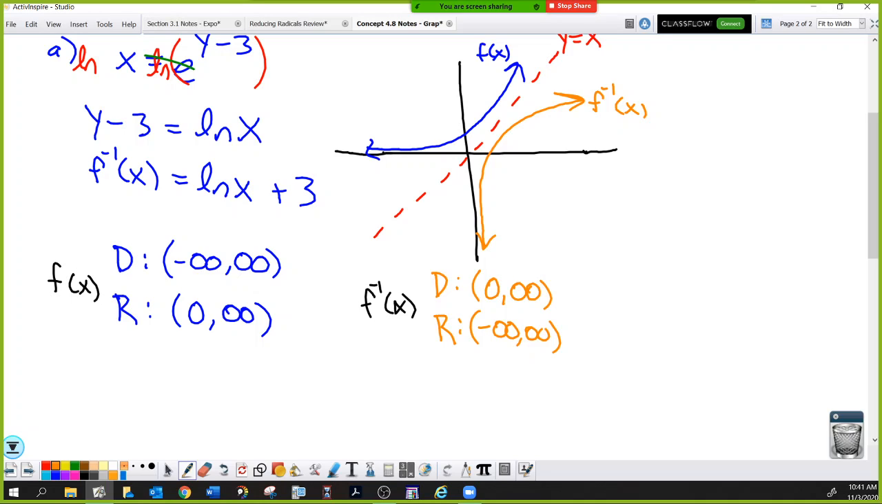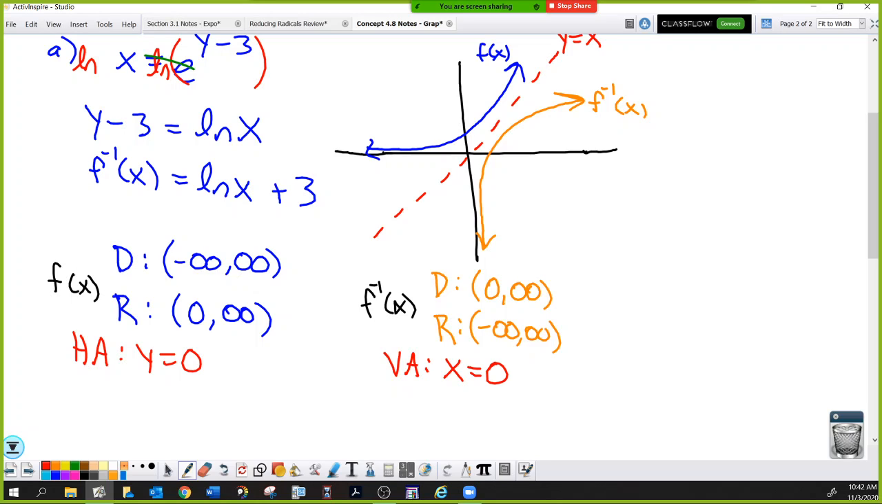Okay. Well, for f of x, we have a horizontal asymptote at y equals 0. So for f inverse, you have a vertical asymptote at x equals 0. Let's work with f of x. It doesn't have an x-intercept. It only has a y-intercept. How do we find y-intercepts of any graph? You plug in x equals 0.